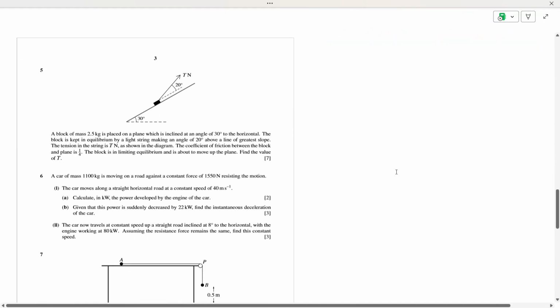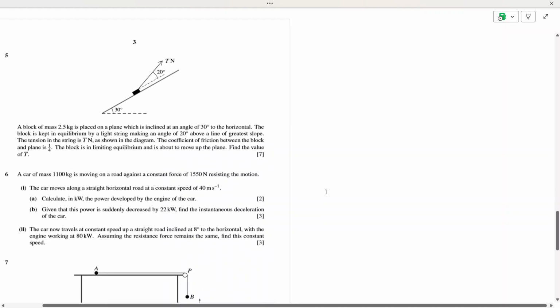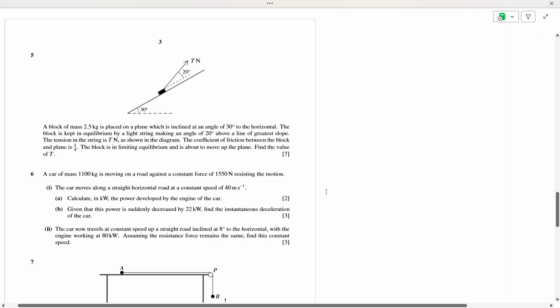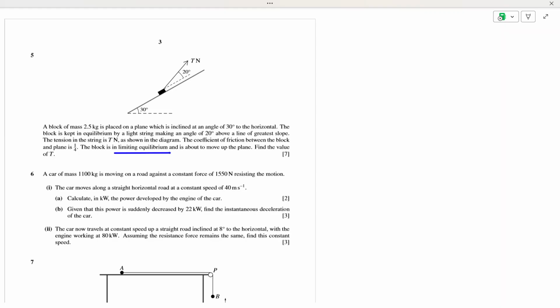Now question 5. A block of mass 2.5 kg is placed on a plane which is inclined at an angle 30 degrees to the horizontal. The block is kept in equilibrium by a light string making an angle of 20 degrees above the line of greatest slope. The tension in the string is T newtons, as shown in the diagram. The coefficient of friction between the block and the plane is 1/4. The block is in limiting equilibrium and is about to move up the plane.